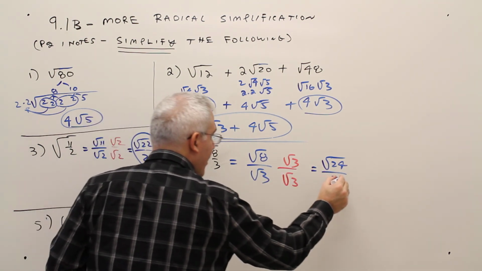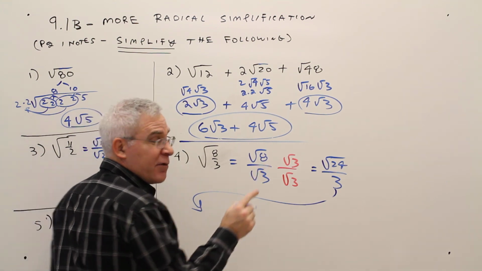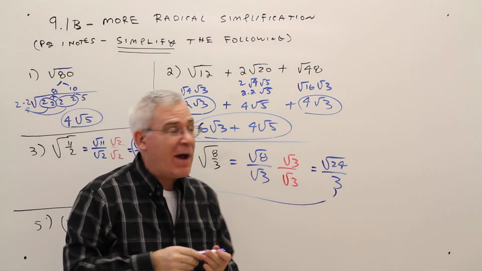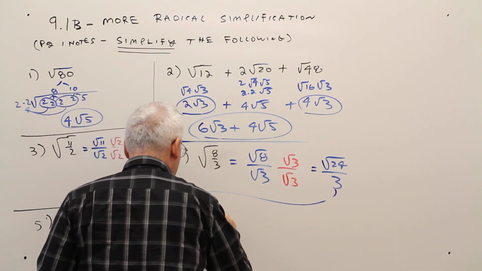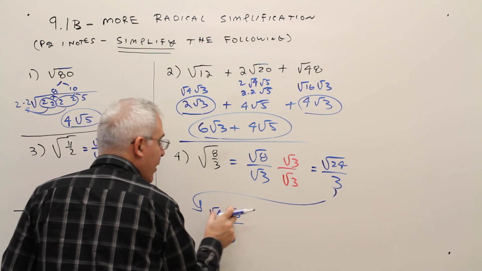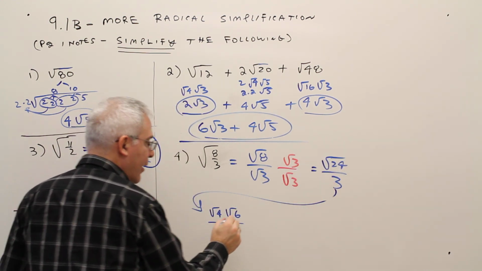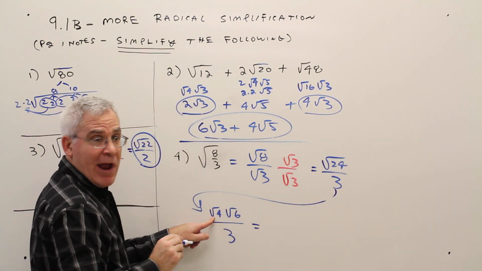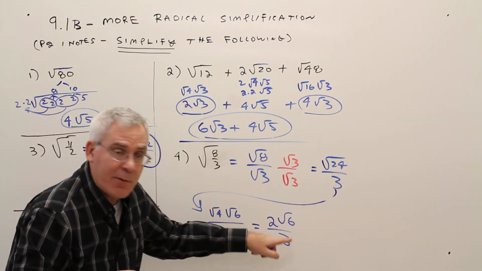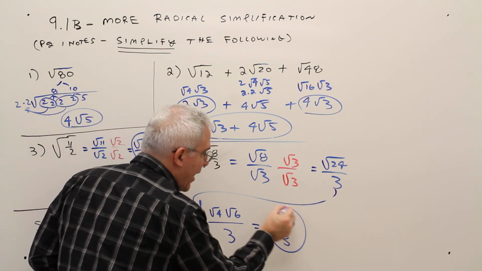So let me just put an arrow over here. So the square root of 24, again, if you know it's 4 by 6, that could save yourself some time. So radical 4, radical 6 over 3. That's really the square root of 24. And that's going to be 2 rad 6 over 3. And there's nothing more I can do, so that is my answer.